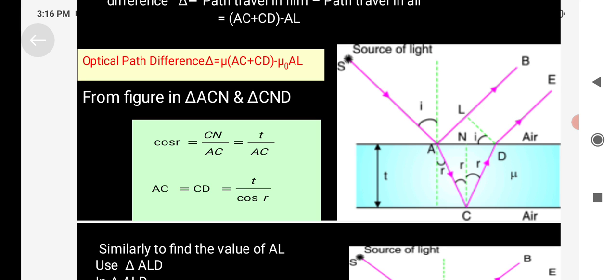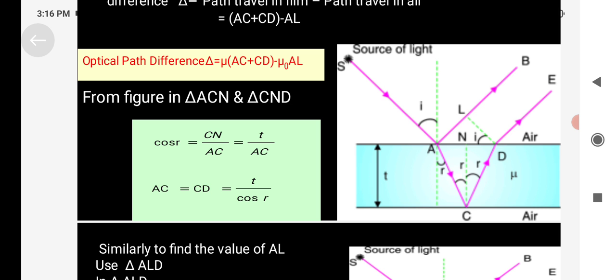To find the value of AC, CD and AL, we have to consider the triangles ACN and CND. So in triangle ACN, if you take cos R is equal to CN upon AC. You know the value of CN is T. So we'll get cos R is equal to T upon AC. So AC is equal to T upon cos R. Similarly, in triangle CND, we'll get CD is equal to T upon cos R. Now what remains? Only AL.